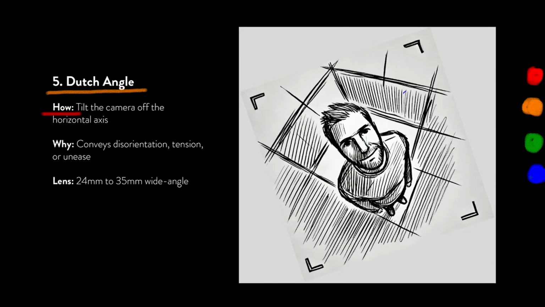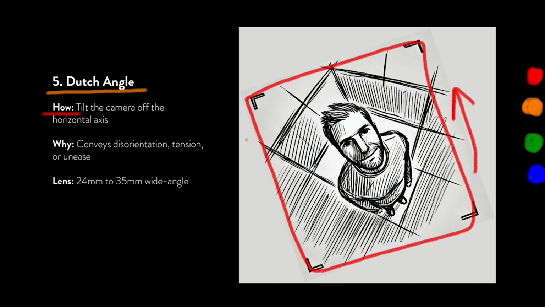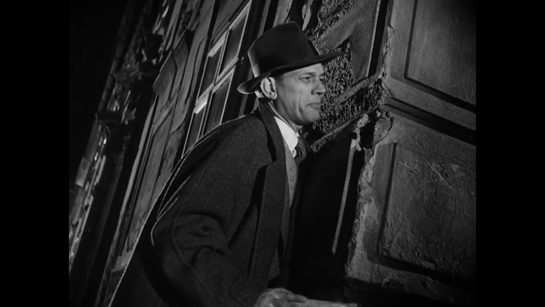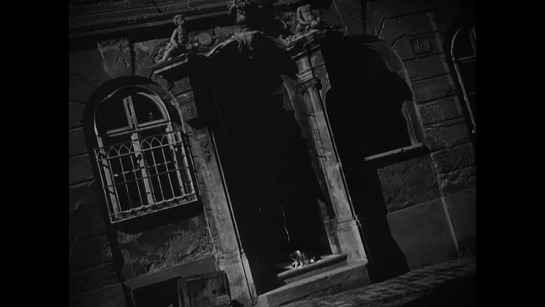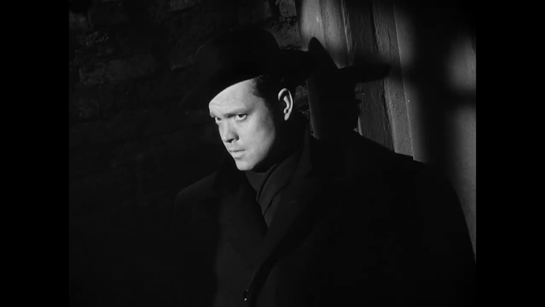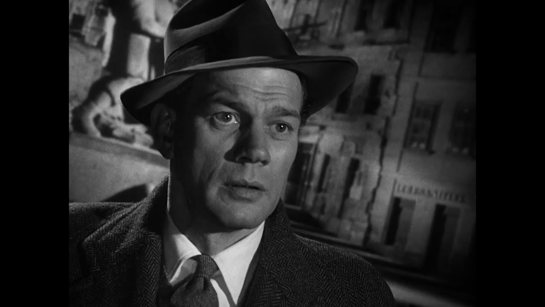Number 5, Dutch angles. Tilt the camera off the horizon axis. Make it a little crooked. This conveys disorientation, tension, and unease. A 24 to 35mm wide angle lens works best. The Third Man, an old black and white film from 1949, uses Dutch angles to create that unsettling atmosphere of a post-war Vienna.